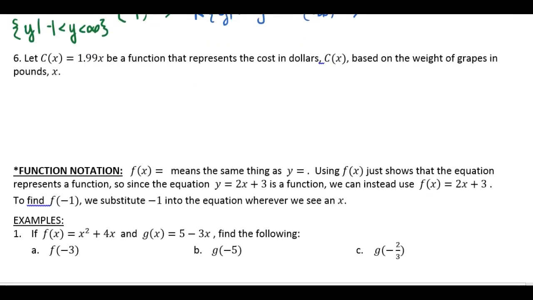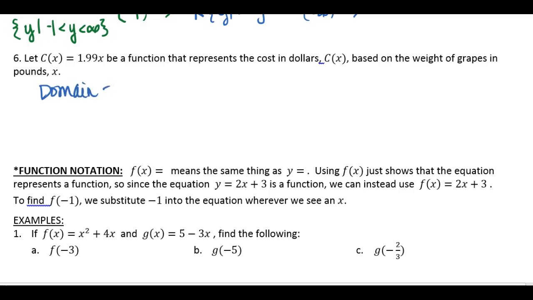Now look at number 6. Let c of x equals 1.99x be a function that represents the cost in dollars, c of x, based on the weight of grapes in pounds. All right, so let's think about this. We want to know what's the domain and the range of the function.